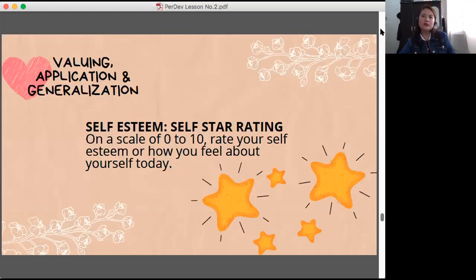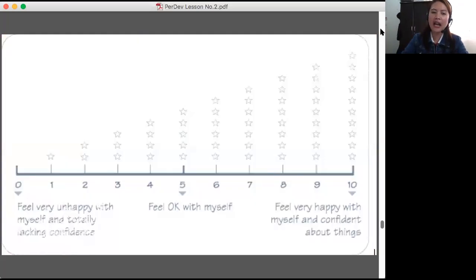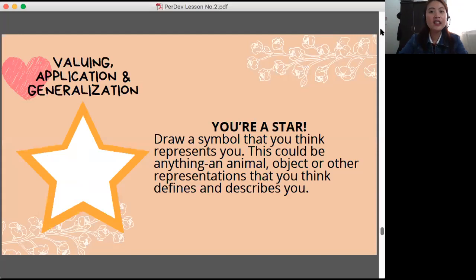Alright, for our valuing, application, and generalization, self-star, on a scale of 0 to 10, rate your self-esteem and how do you feel about yourself today. Nakatulong ba na malaman yung ideal and your actual self and knowing yourself that it's a union of elements in terms of physical attributes, emotions, and etc. So feel very unhappy. To the 10 points, you feel very happy with yourself and confident about things. You're a star. I want you to draw a symbol that you think represents you. This could be anything, an animal, object, or other representation that you think defines and describes you.